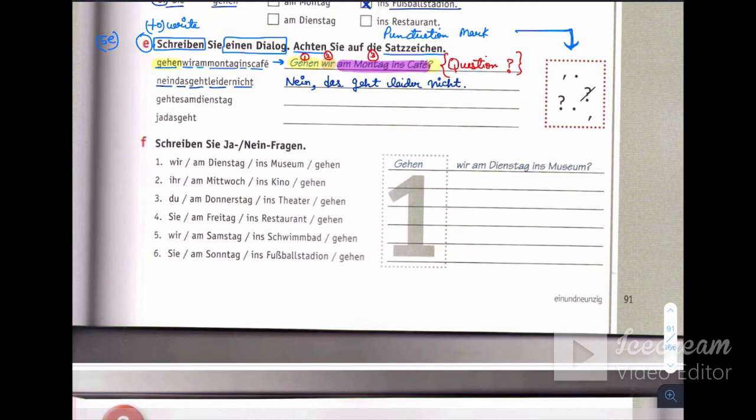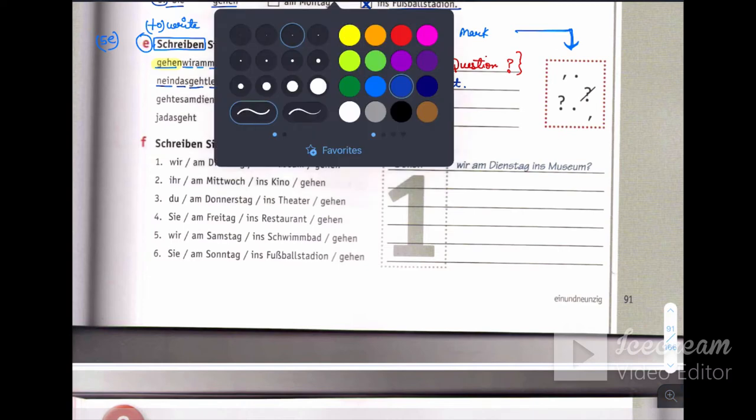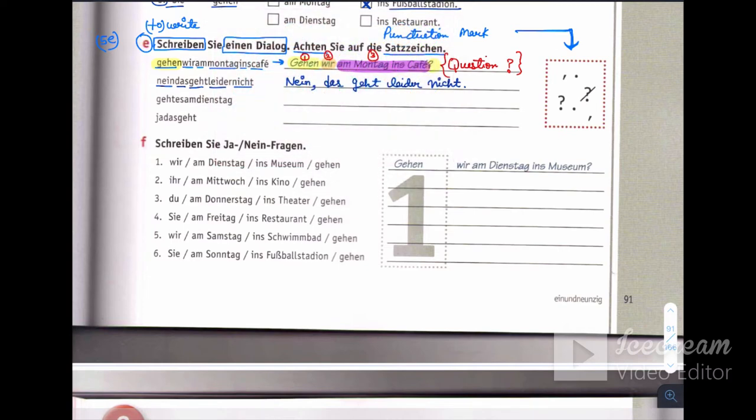Nee, das geht leider nicht. What does this mean? Yes, this means no, unfortunately, that will not work. Leider means unfortunately. Nee means no. Yeah. Klar? And nicht means not. No, leider means unfortunately. Nee, das geht leider nicht. Klar? Okay. Third one.